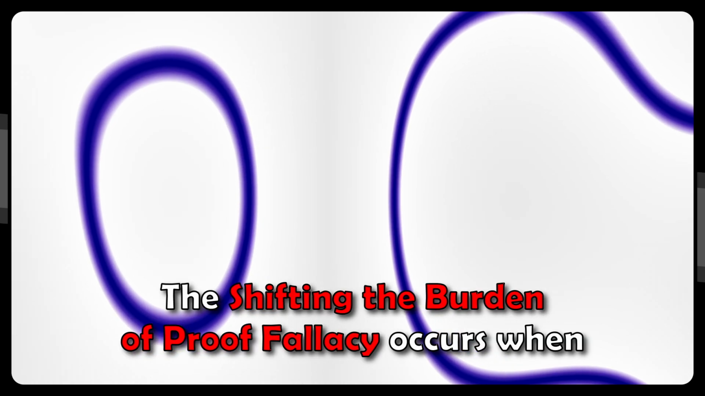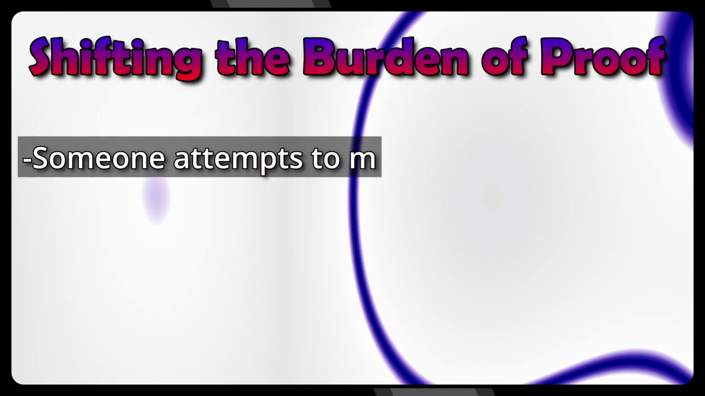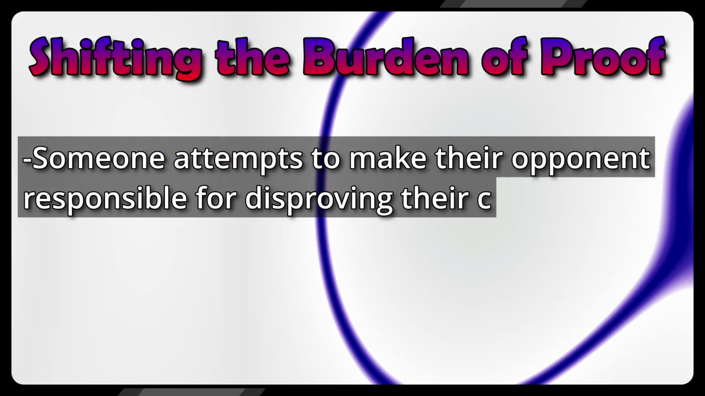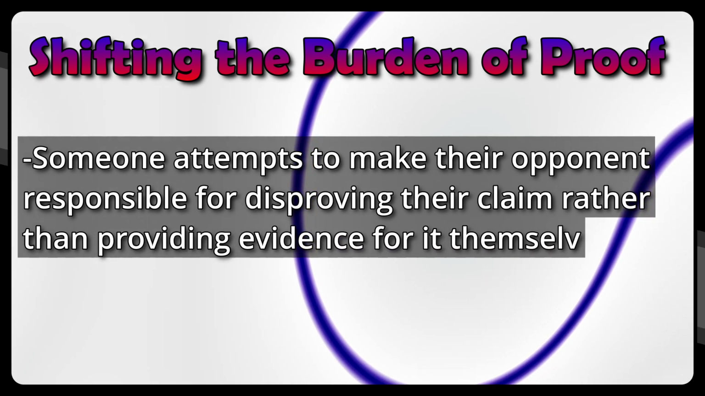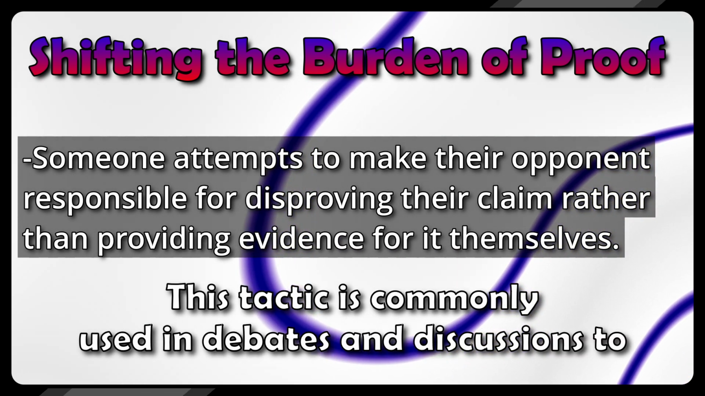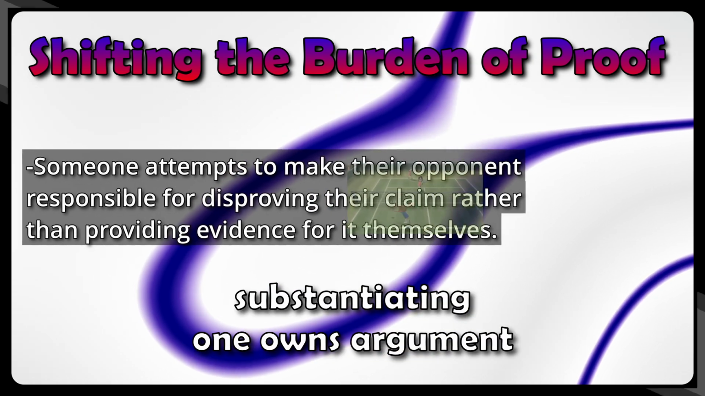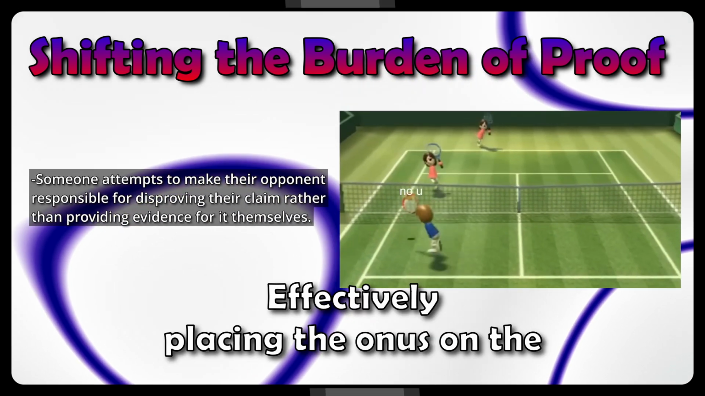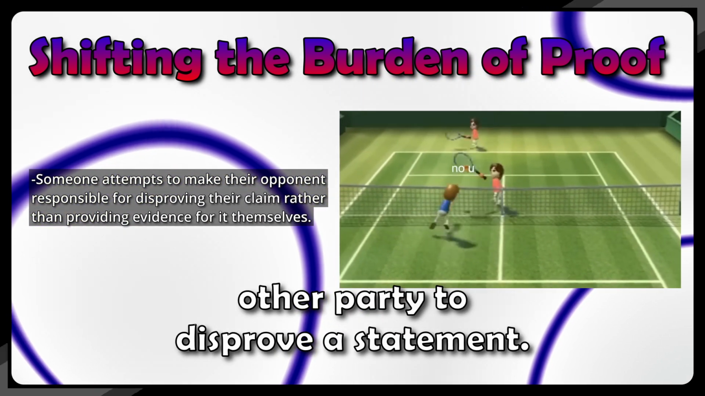The shifting the burden of proof fallacy occurs when someone attempts to make their opponent responsible for disproving their claim rather than providing evidence for it themselves. This tactic is commonly used in debates and discussions to avoid the responsibility of substantiating one's own argument, effectively placing the onus on the other party to disprove a statement.